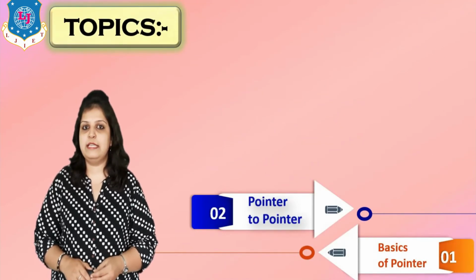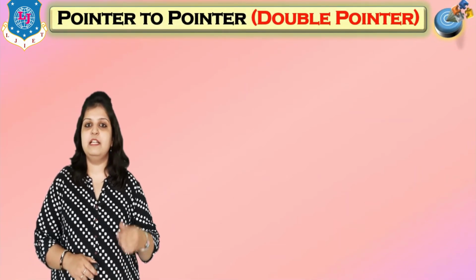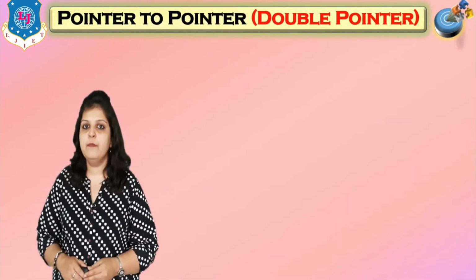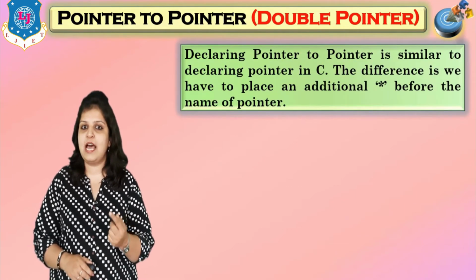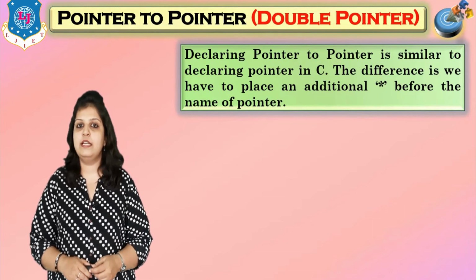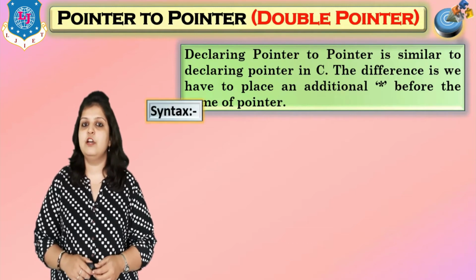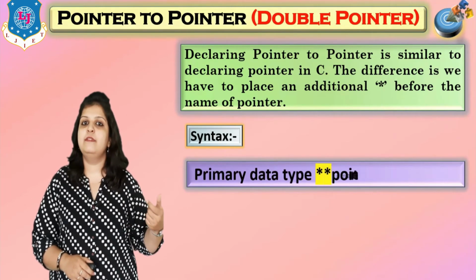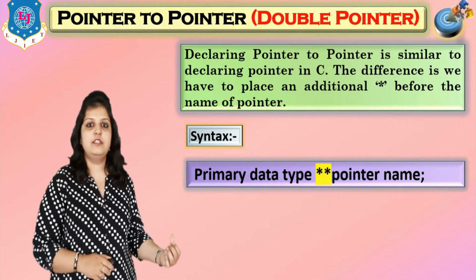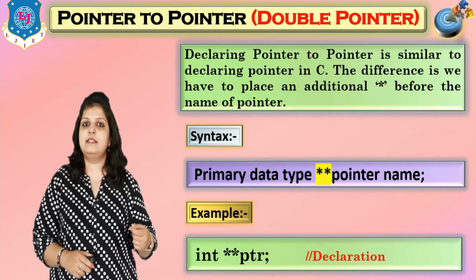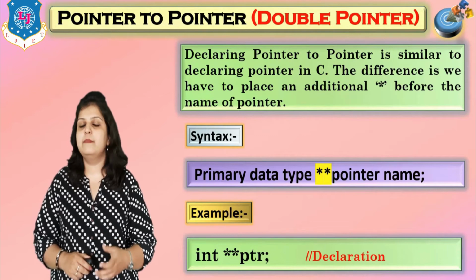So pointer to pointer is also called a double pointer. We can declare pointer to pointer similar to a pointer in C programming, but for declaring a double pointer we have to use one additional asterisk symbol. And how can we write a double pointer in a declaration? Just to see the syntax, first of all you have to write the primary data type, then use a double asterisk symbol, and then write your pointer name. Just to see the example, int **ptr is our double pointer. In this way we can declare a double pointer.